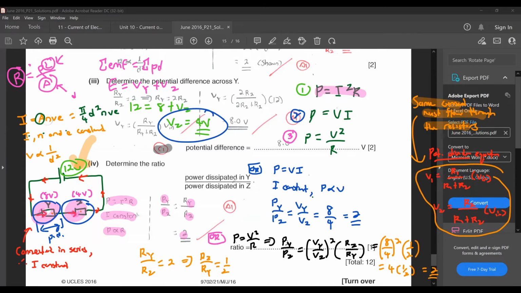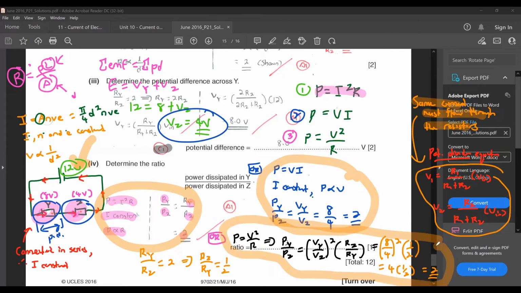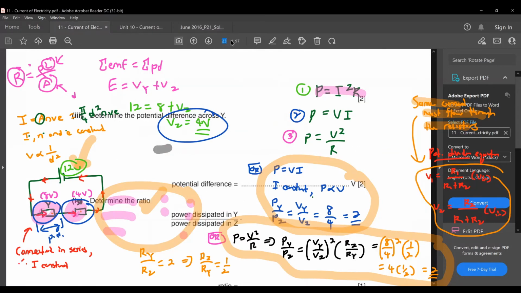So you see, it won't matter which one you use. Either you use P equals I squared R, P equals VI, or P equals V squared over R, you by right will still get back the same answer, provided you know the rules properly. But using P equals I squared R is by far the easiest, most straightforward way to do this. So this is for this question. This question is worth 12 marks. So this one is one part. Then I go on to another one just to drive the point across.